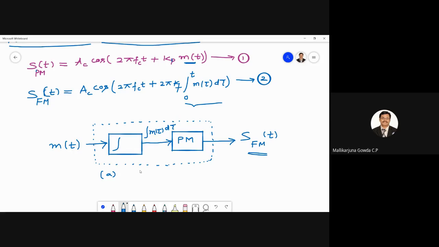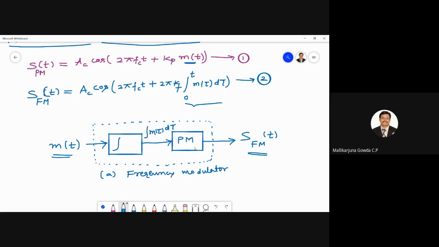Is this fine? Frequency modulator it is. Okay. Means a signal that is an FM wave, right? Corresponding to what? This M of t, right? Is also the phase modulated wave, right? Corresponding to what? Corresponding to integral of M of tau into d tau.